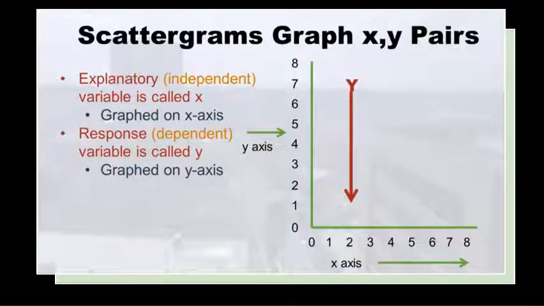And then we have the y-axis, which is this vertical one. The y-axis is going to be your dependent variable or your response variable. So essentially, x is the independent variable that causes a reaction, okay? And the y-axis is the dependent variable, which is the response to the x-axis or the x variable. So x causes y, if you will.